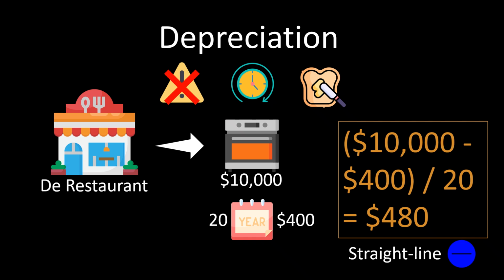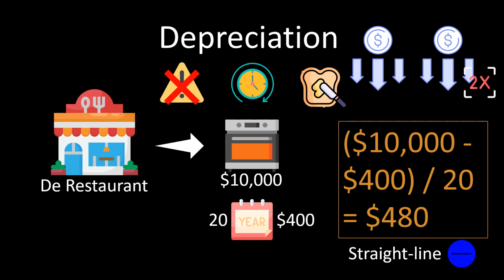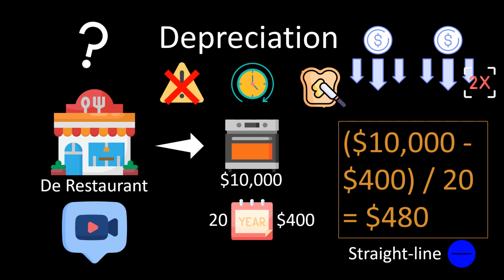Straight-line depreciation is a common and simple way to spread costs across time. There are other types of depreciation, like declining balance and double declining balance. They all serve the same purpose. You may be wondering what accrual accounting is. I'll explain it in a future video.